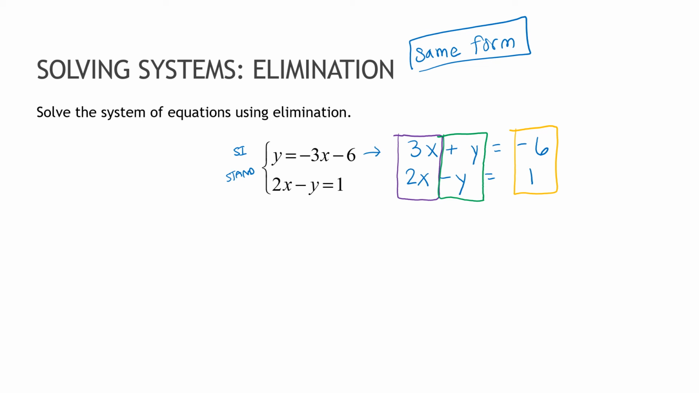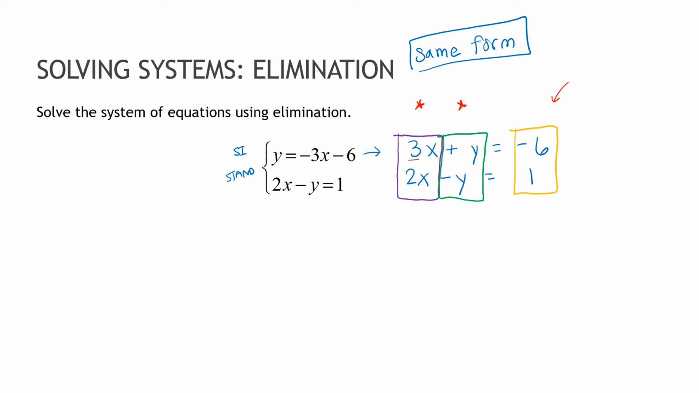And what I really want to have happen, and I do have it here, is I want in one of those columns to have the exact same coefficient. And when I say one of these columns, I mean one of these two. We don't care about this one. In one of the variable columns, I want the same coefficient, that's the number in front of the x or the y, same number, opposite sign.